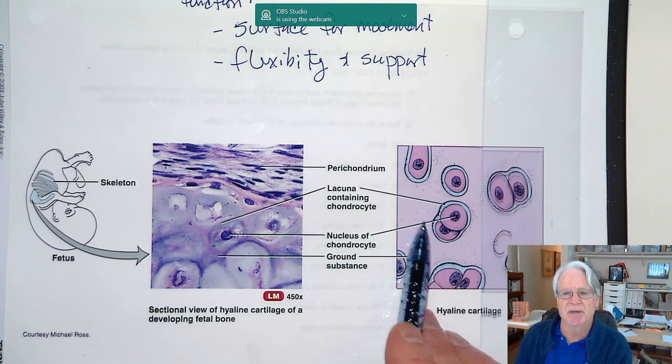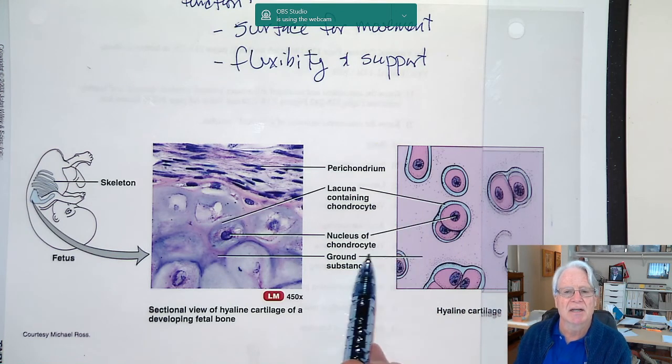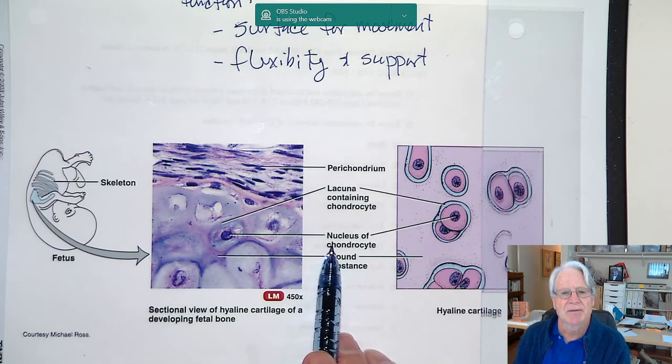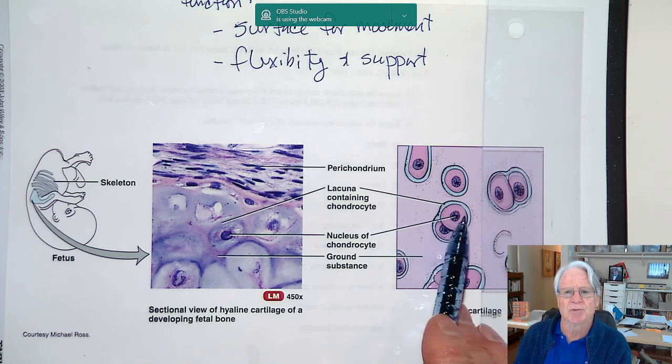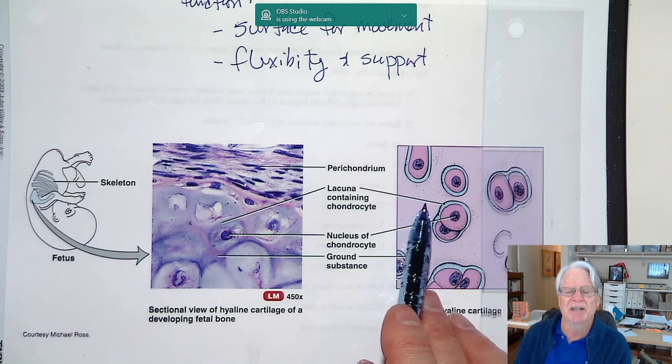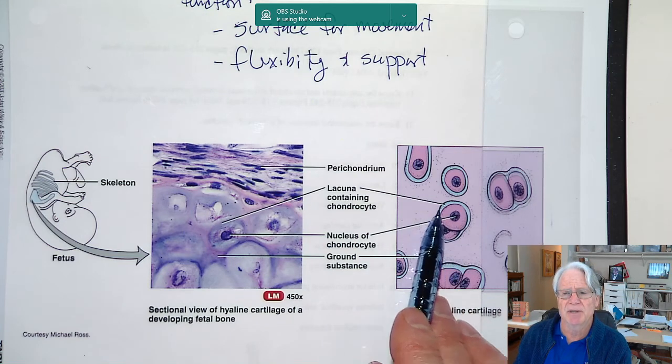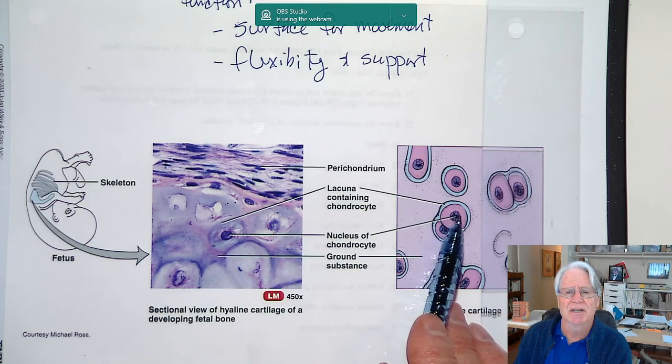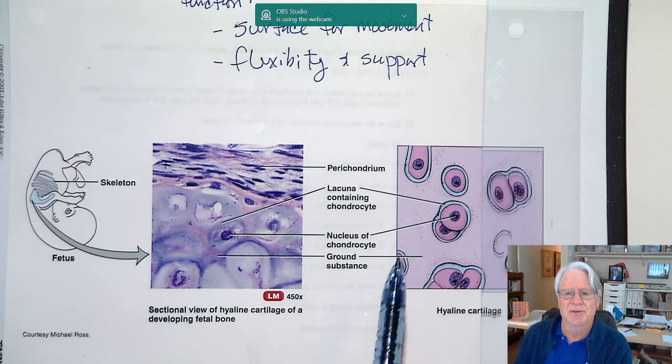It's trapped. It's maintaining this material, and these cells were chondroblasts when the material was originally being laid down. Once they become trapped and are residing inside these little spaces, the lacuna, then we call those chondrocytes.